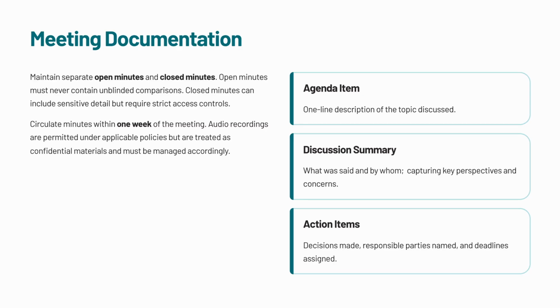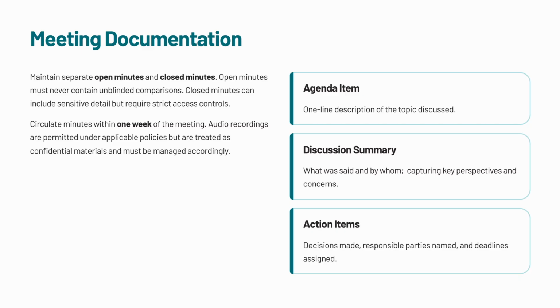This slide is about documenting the meeting in a way that is clear, complete, and properly controlled. Open and closed minutes need to be kept separate because open minutes must never contain unblinded comparisons, while closed minutes may include sensitive material that requires restricted access. Just as important, the minutes should be circulated promptly, ideally within 1 week, so that decisions and follow-up actions are not left hanging. Good documentation is part of the oversight process itself.